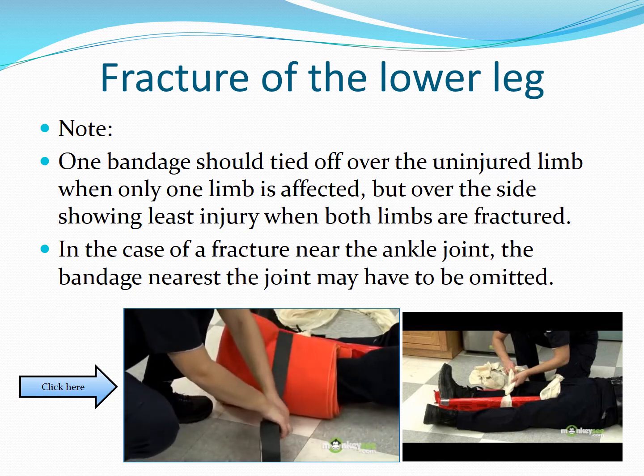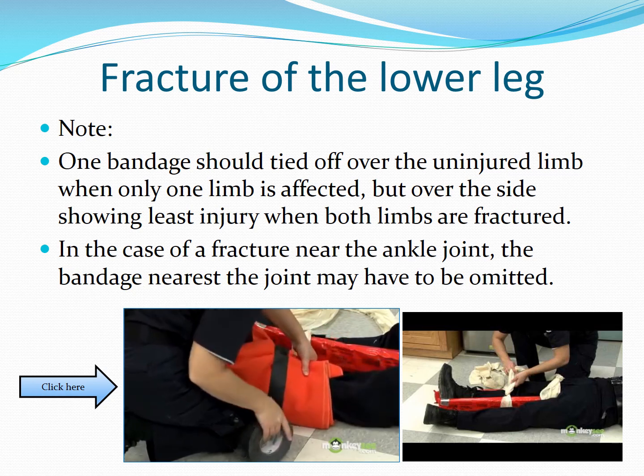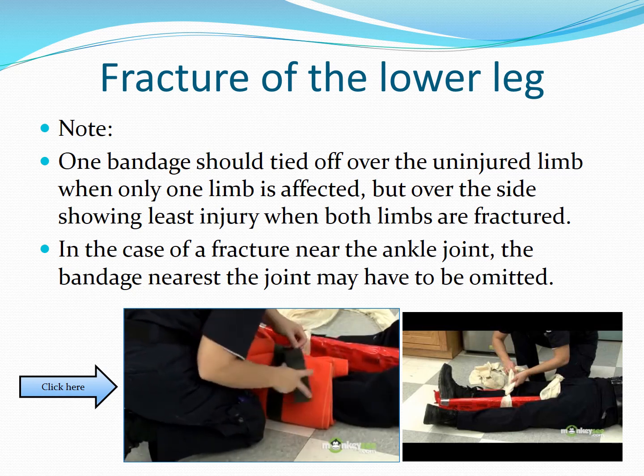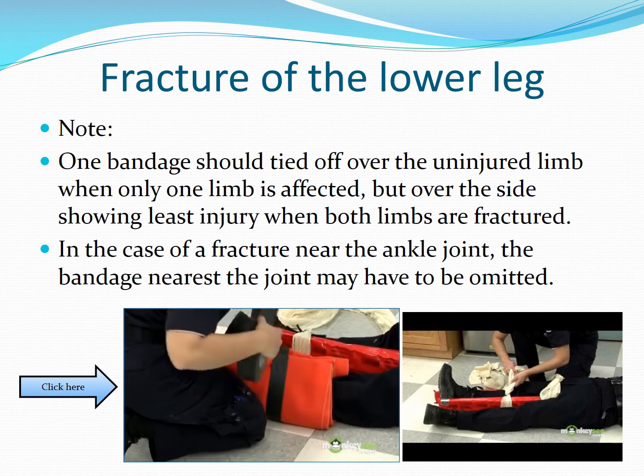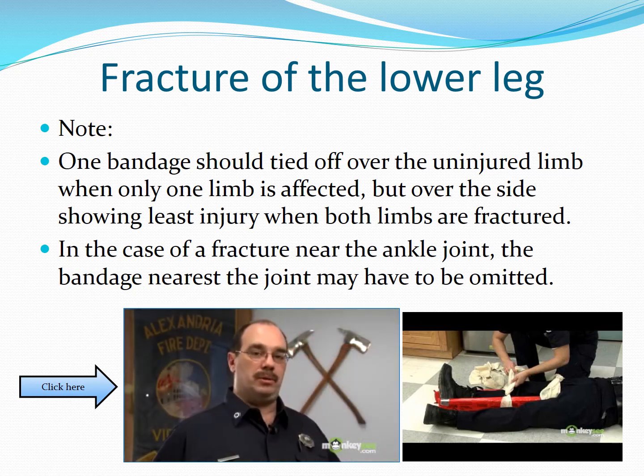So you just position the ankle, the heel of the foot, on the center of the blanket or the pillow, and you wrap it up around the foot, and you just tie it in place or tape it in place, whatever you have handy. So that's how you stabilize fracture of the lower extremity.